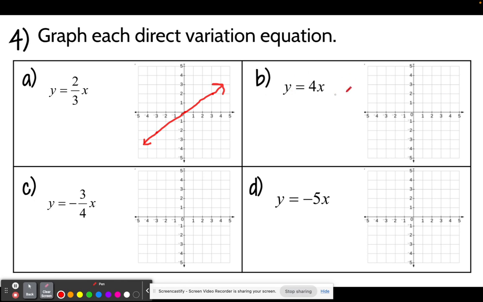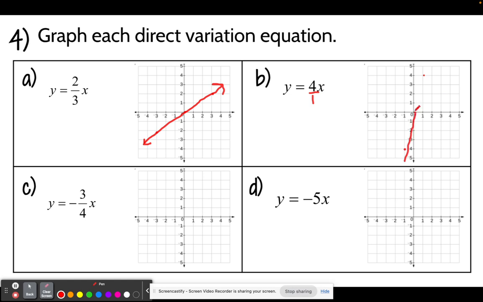Okay, y equals 4x. Well, again, I'm going to start at 0, 0. It's a positive slope, so I know it'll be going uphill. 4 is the same as 4 over 1. So I'm going to rise 1, 2, 3, 4, and run 1. Or I could go down 1, 2, 3, 4, and run 1 to the left. Because negative over negative. You can then see from this point to 0, 0, I'm rising 4, running 1. Then connect your points.